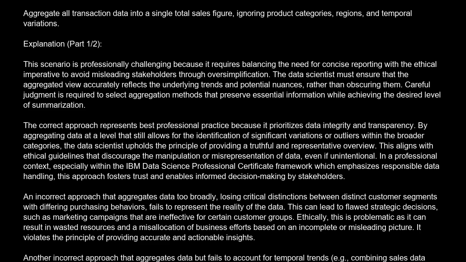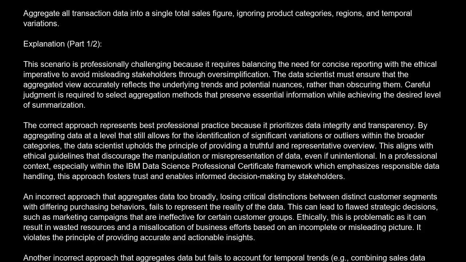The correct answer is D. Aggregate all transaction data into a single total sales figure, ignoring product categories, regions, and temporal variations. Explanation. This scenario is professionally challenging because it requires balancing the need for concise reporting with the ethical imperative to avoid misleading stakeholders through oversimplification. The data scientist must ensure that the aggregated view accurately reflects the underlying trends and potential nuances, rather than obscuring them. Careful judgment is required to select aggregation methods that preserve essential information while achieving the desired level of summarization.